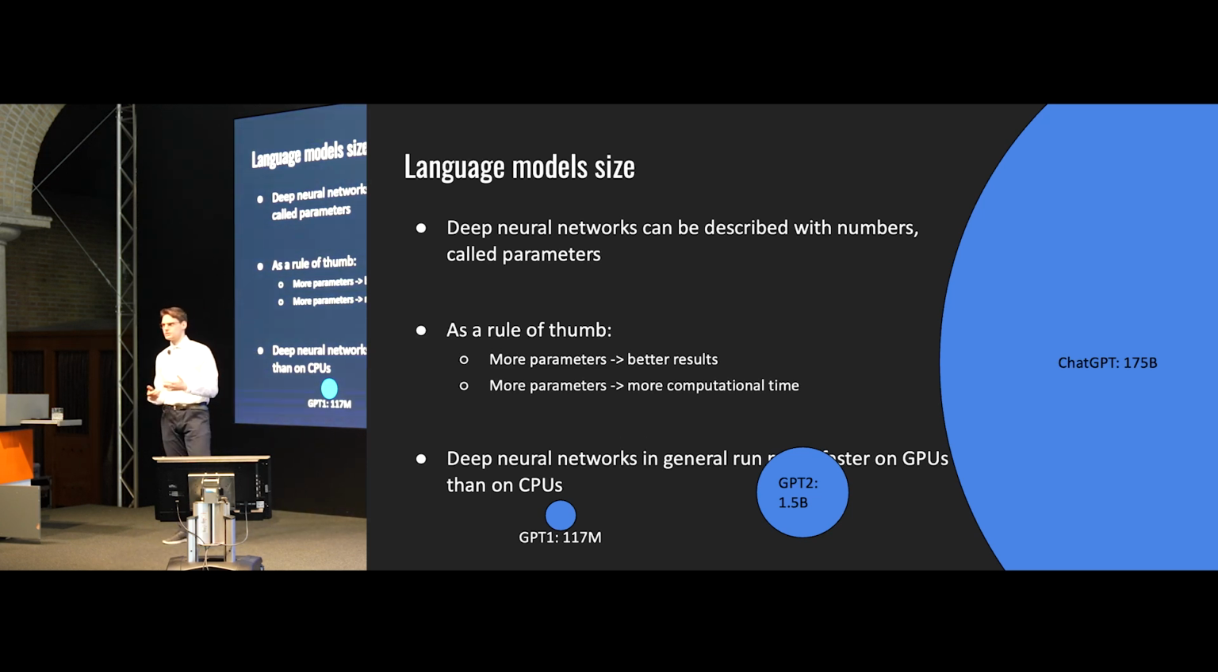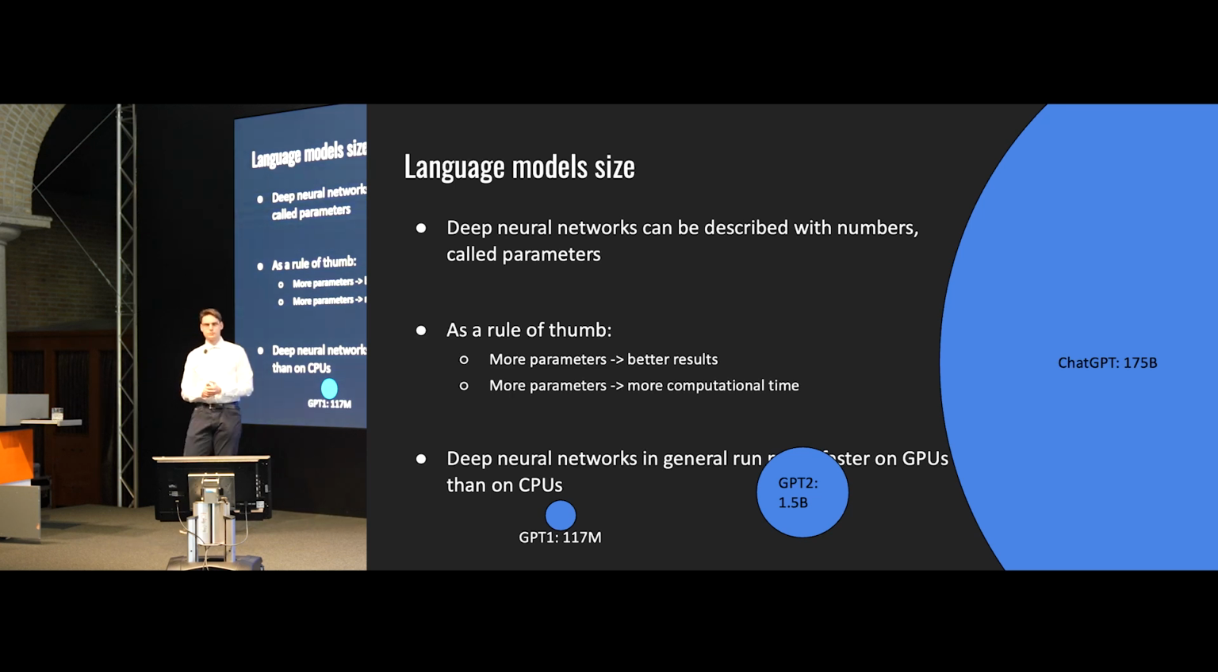To do this, I would like to tell you that deep neural networks, and as we said, language models are deep neural networks, can be described with numbers, and these numbers are usually called parameters. As a rule of thumb, the more parameters you add, the better results you get, so the smarter your model will be. However, the more parameters you add, the more computationally intensive it is to generate text. So you will need to add more compute or wait longer for the generation. There is also to consider that deep neural networks can run much faster on GPUs than on CPUs, so they're quite expensive to run.